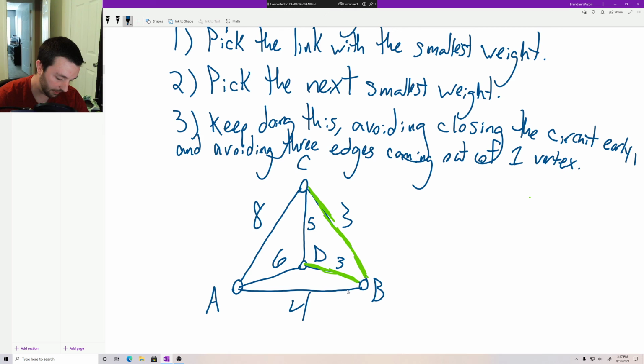The reason I'm reminded of it here is because if we pick the next shortest one, that's going to be this one, right? And then we have 3 coming out of B, and then we won't be able to complete the circuit appropriately. So our next choice would be 5 here, but that's going to close the circuit too early, right? We would have a circuit already, but we don't have A in there. So that one can't be it. So the next smallest is 6, and that's fine, right? We only have 2 coming out of D, and we're not closing the circuit.